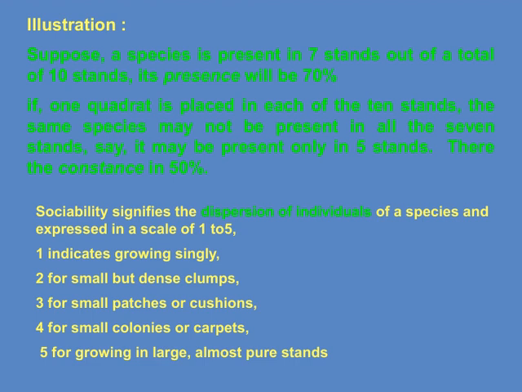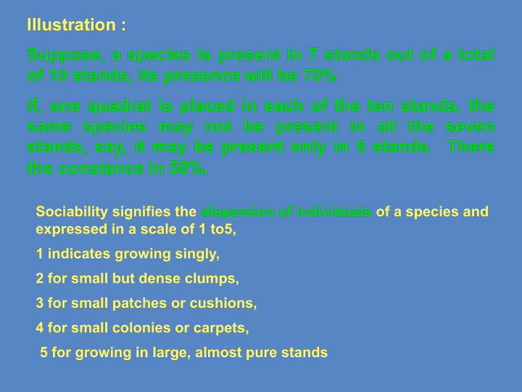This highlights an important point. Presence or frequency alone doesn't tell the whole story. That's where the concept of sociability comes in. Sociability reflects how individuals of a species are dispersed across a given area. It's rated on a scale from 1 to 5. A score of 1 means the individuals are growing singly, scattered apart. A 2 indicates they form small, dense clumps. At 3, they appear as small patches or cushions. A 4 suggests small colonies or carpets forming.